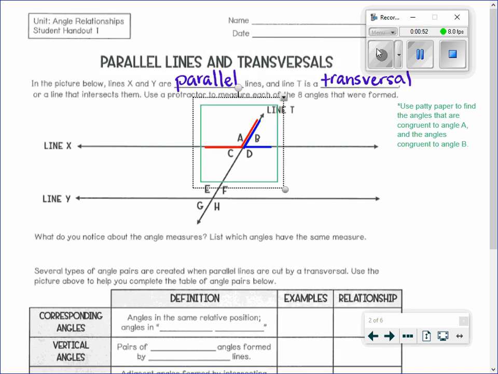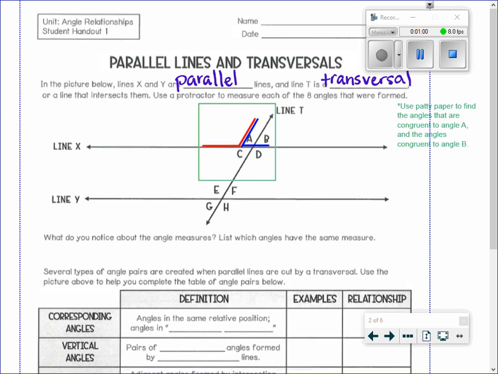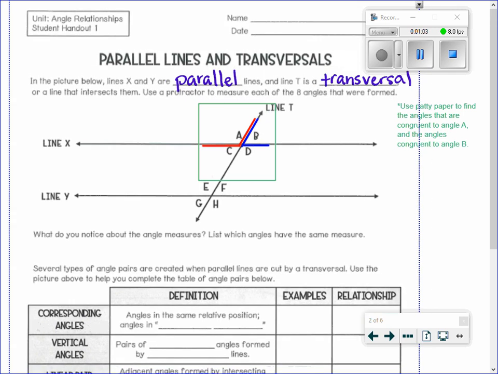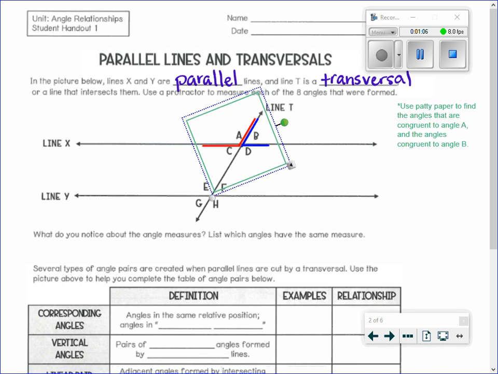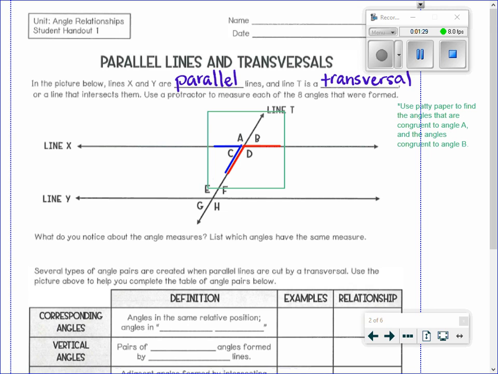On my patty paper, you can see this green box I have here. Angle A is red. What I can do with this paper is rotate this box. I'm able to rotate my paper, and angle A is also a perfect match. That red angle is a perfect match to B. What other angle is a perfect match to A and B? Is C the red one? No, so what else is going to be that red angle?